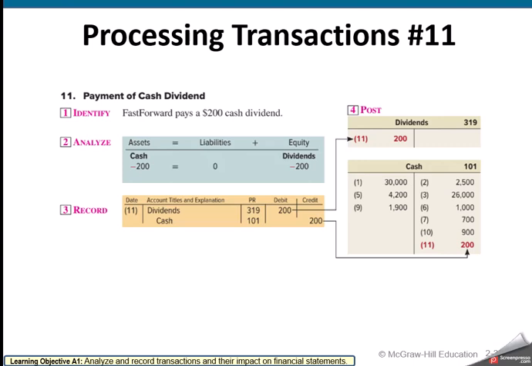Now we pay a $200 cash dividend. So then our dividends are paid out, and dividends are paid out of equity. So when we reduce equity, we debit it. So we debit our dividends, and then we're paying our cash. So we credit cash.